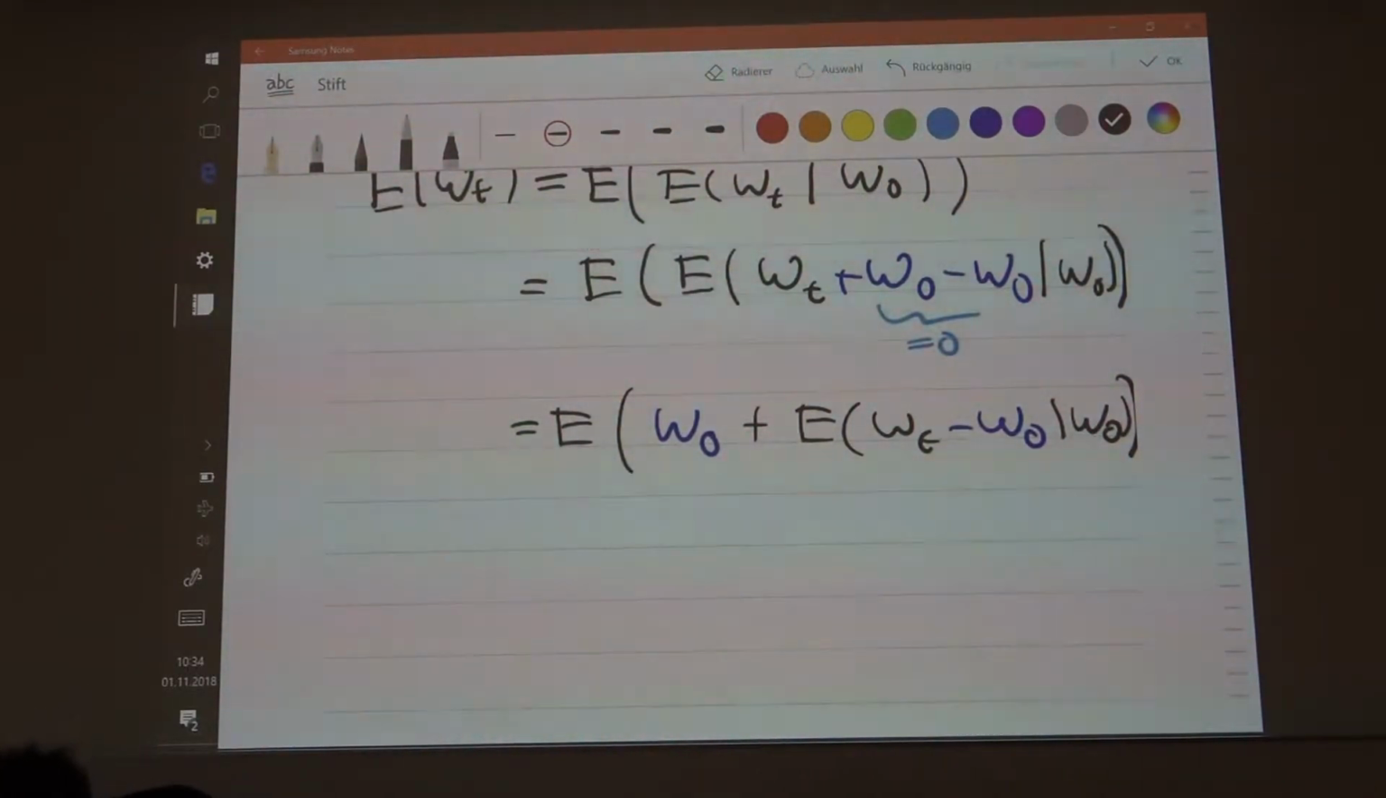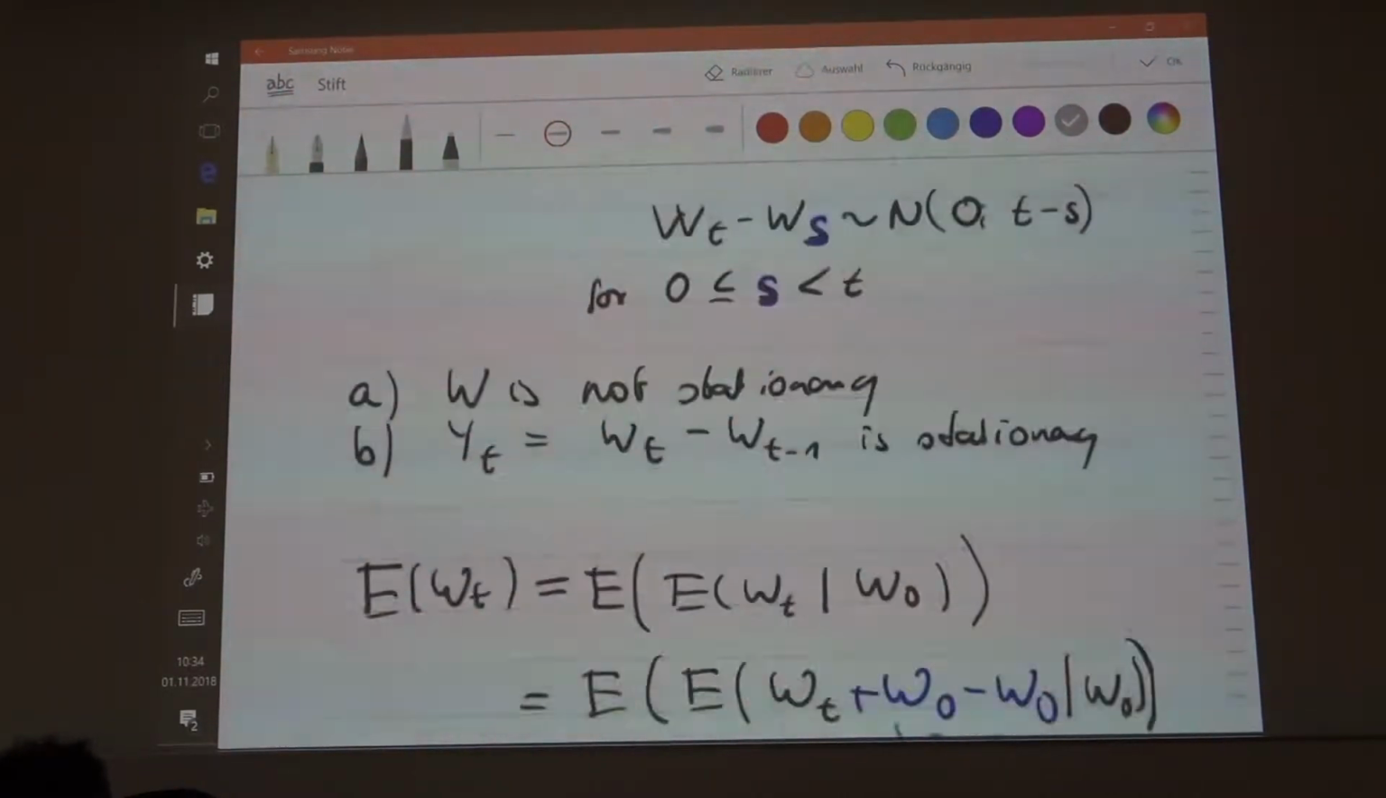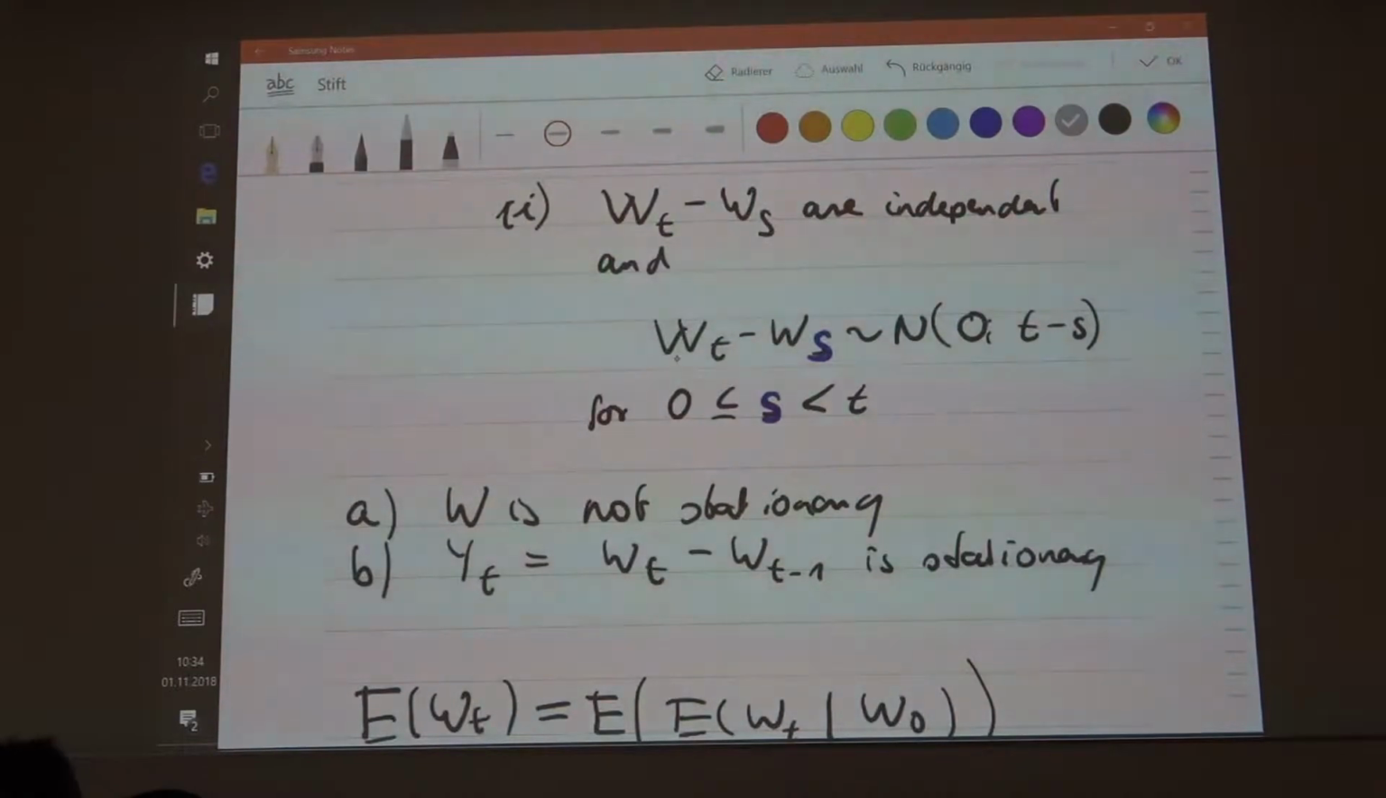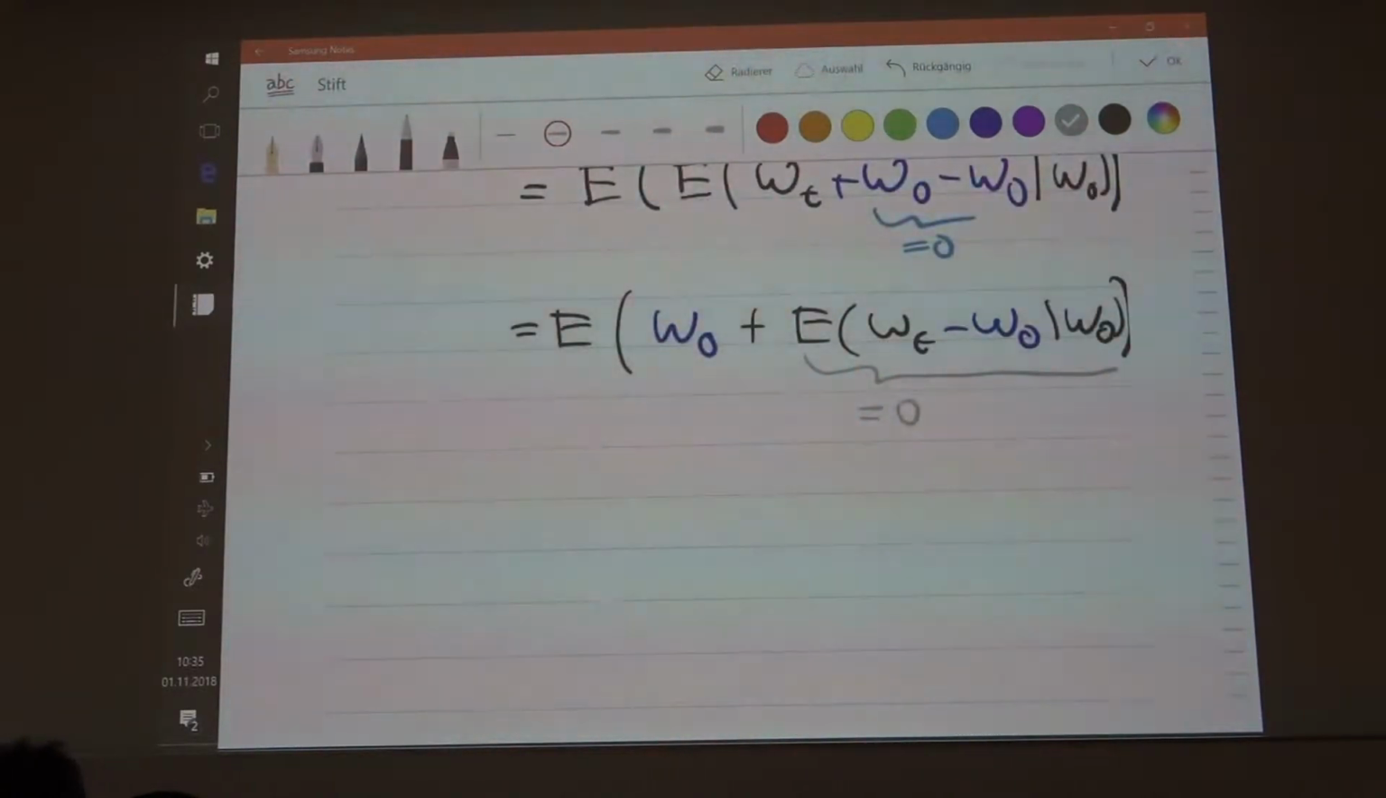Now that is of course equal to 0, okay? So this expression equals 0 here, right? This expression is equal to 0. Why is that? Because obviously the expectation of the increment, so of the difference of the two processes, is going to be equal to 0. So this expectation is equal to 0, all right?